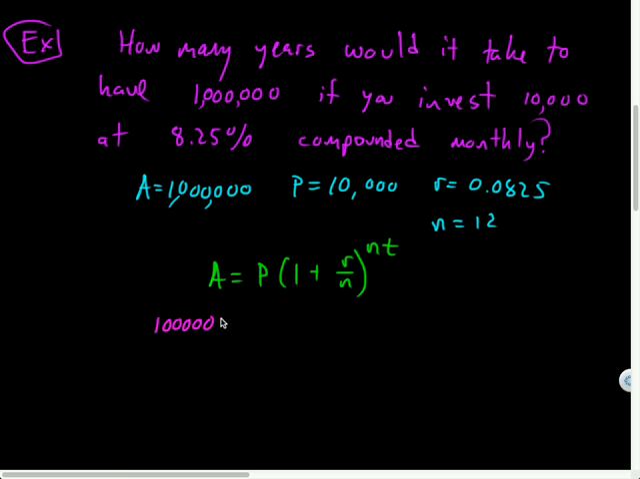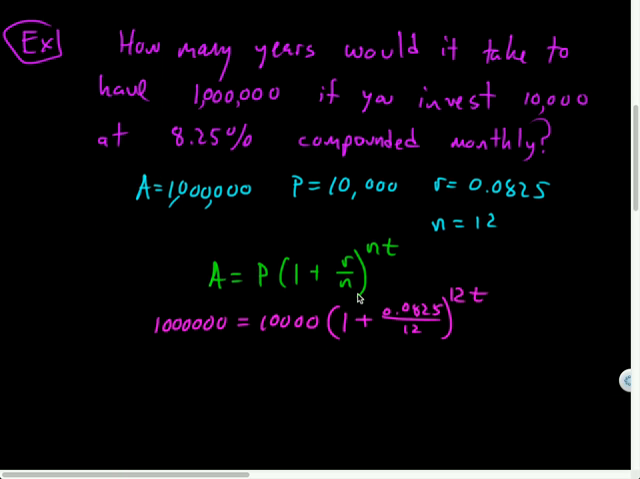1 million, 10,000 times (1 plus 0.0825 divided by 12), all to the 12t. So notice my variable is in the exponent. And the only way I can solve this equation, I mean, I guess I could do a whole lot of guess and check. Theoretically you could. Or I could just use logarithms and be like a boss and know when I have $1 million. Sounds even better.